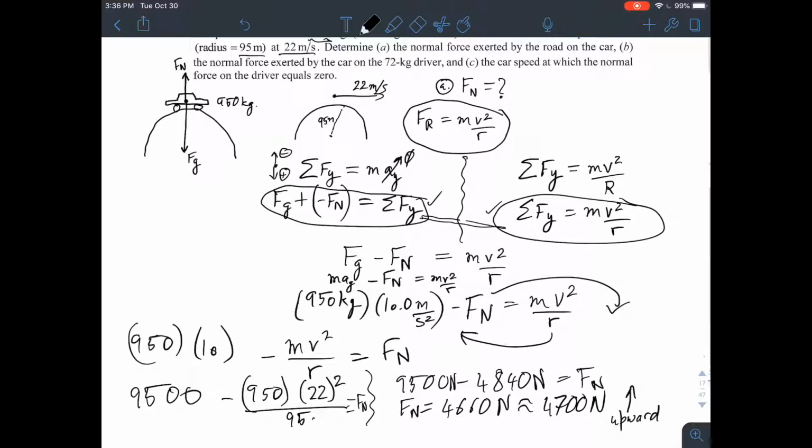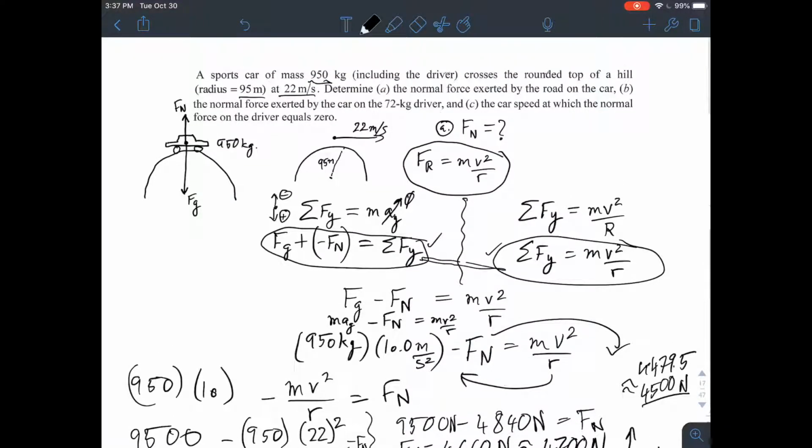If you did this whole problem using 9.81 meters per second squared, you would get something like 4500 newtons when you round it, because I did the math a little bit earlier and it came out to something like 4479.5, and again rounded to two significant figures. So if you use 10, you end up with 4700 newtons rounded to two significant figures. If you use 9.81 meters per second squared for gravity, you end up with 4500 newtons. Not a big deal. So hopefully that makes sense.